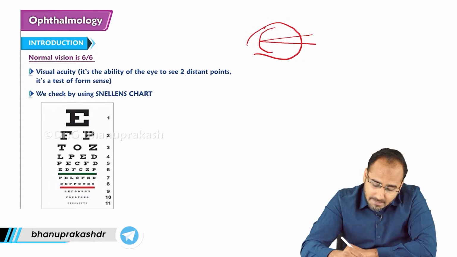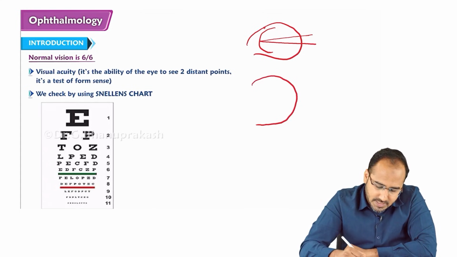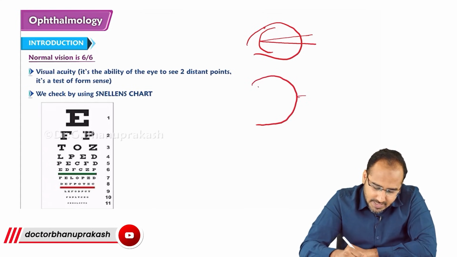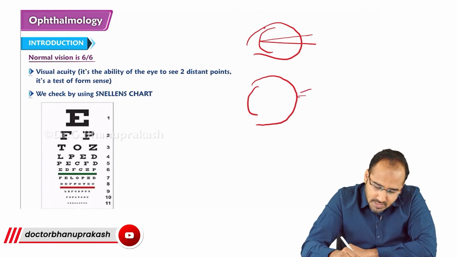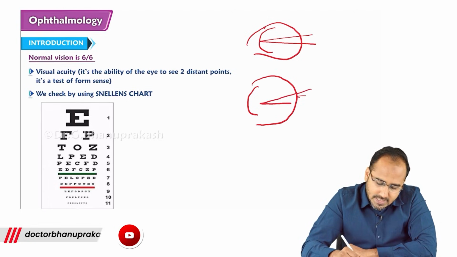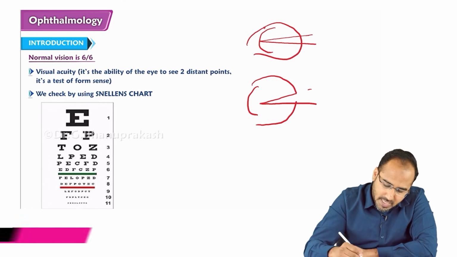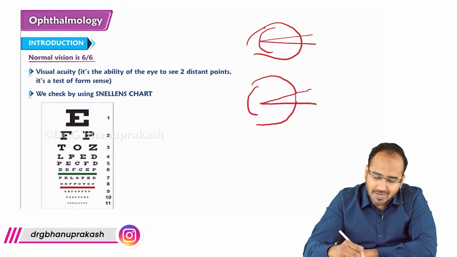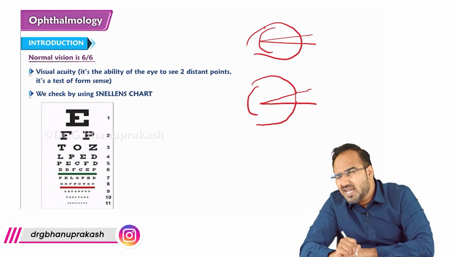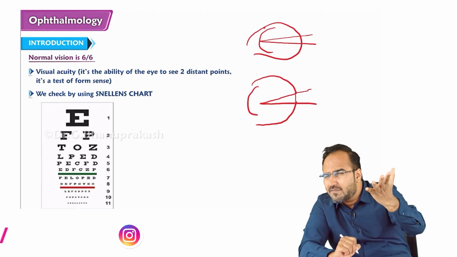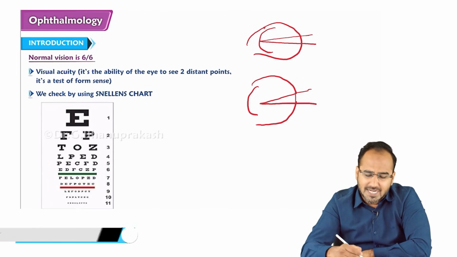But in some patients, look over here guys, again this is the cornea, here is the retina. In some patients, the light rays focus before the retina. The light rays are focusing much before the retina. If the light rays focus much before the retina, what will the child do? The child will try to squeeze his eyes to look at the far thing so that the light rays focus on the retina.